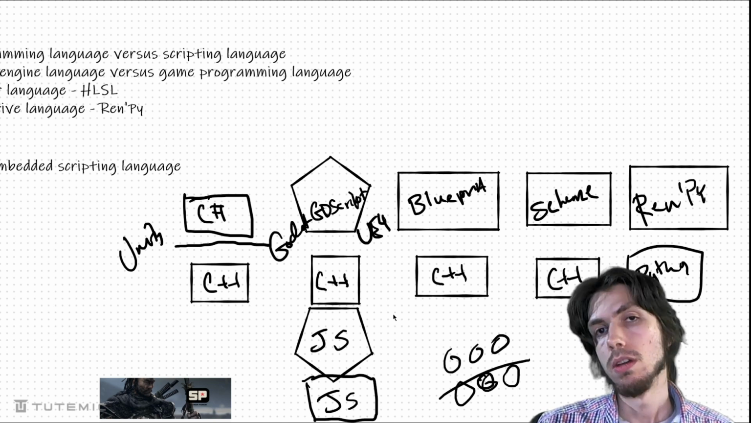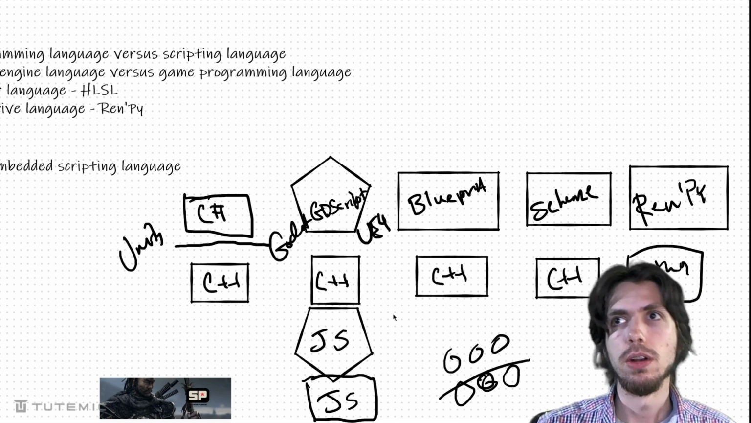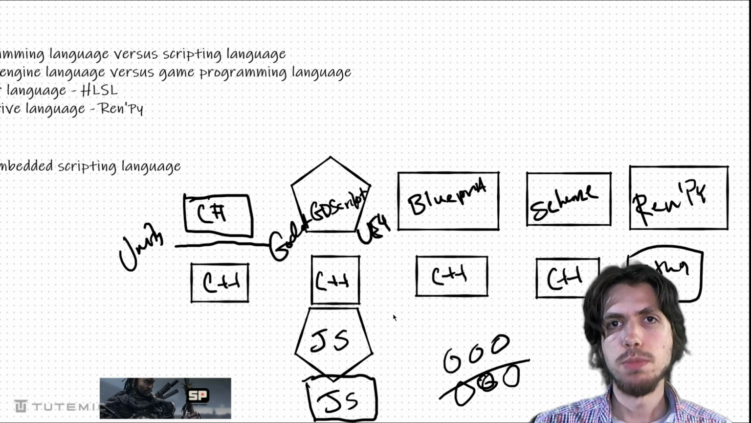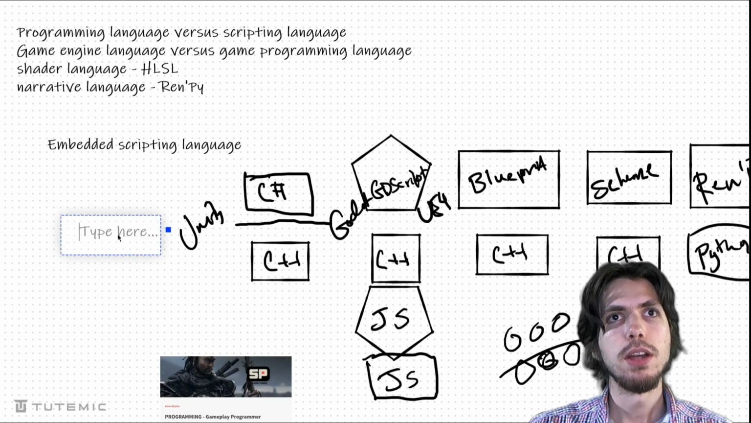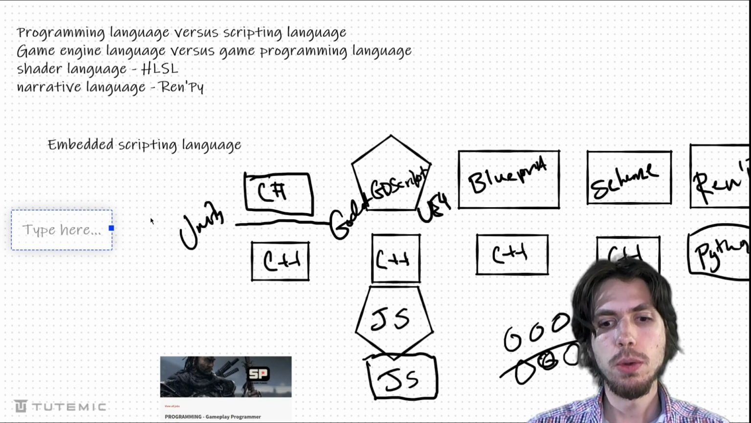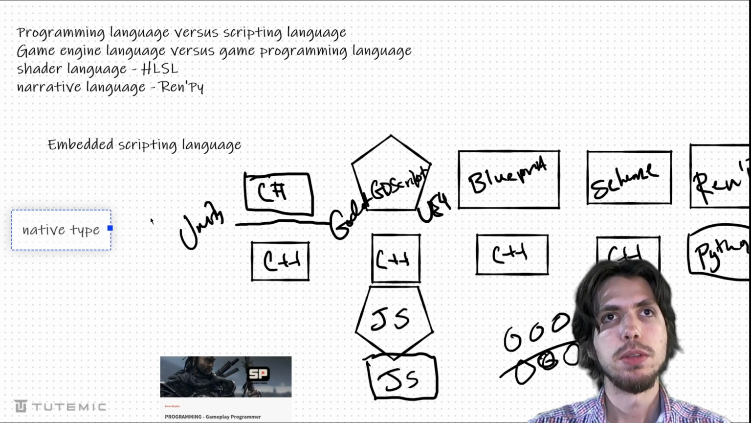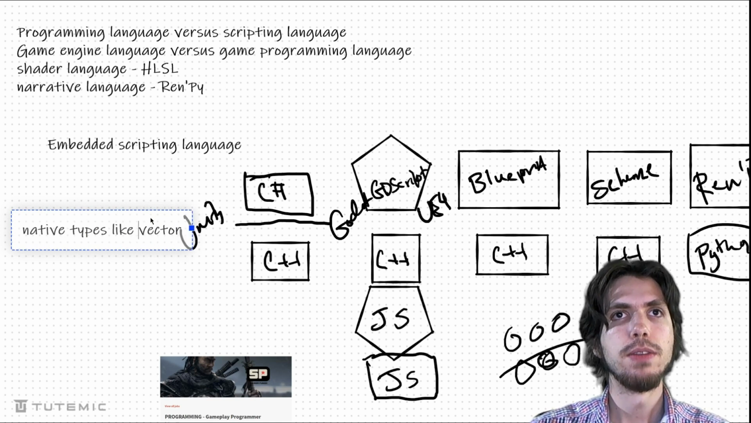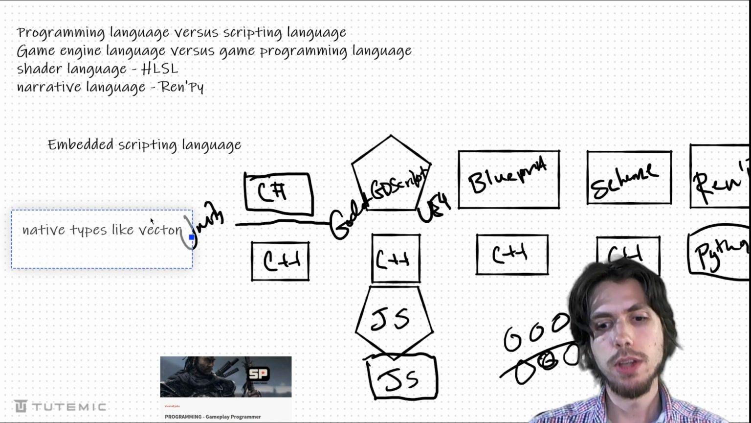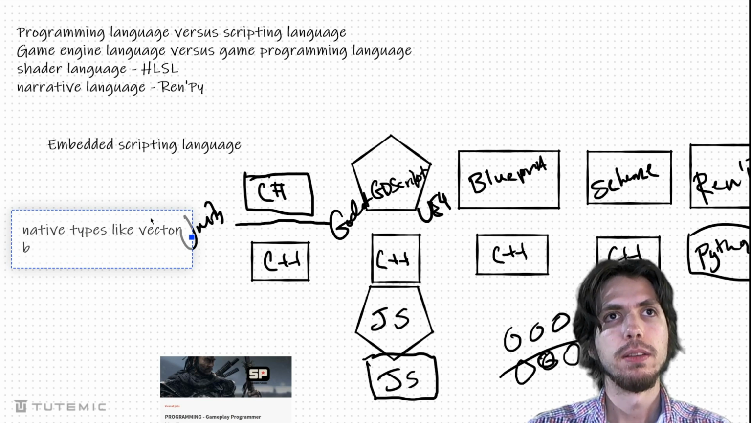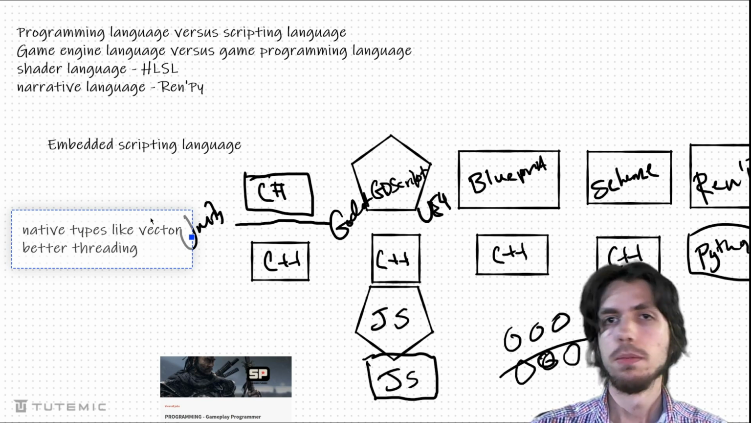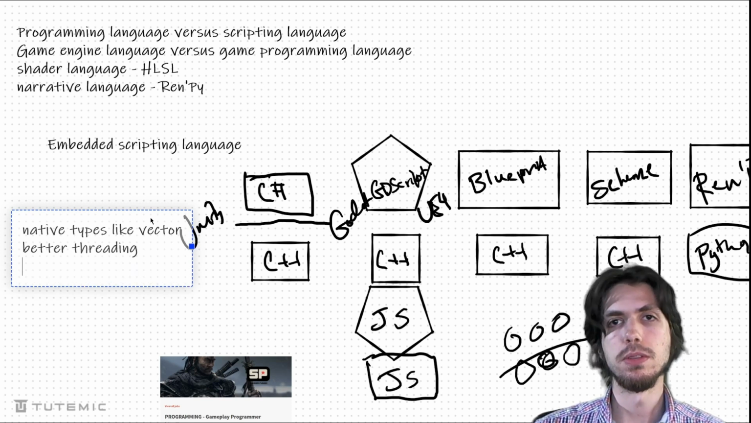So it's powerful, and that includes all the other types that are specific to game development outside of just vector, right? And also GDScript offers much better threading support. Maybe I should be writing this down. I'm gonna write it down, guys. Okay, right, so why would GDScript be used? Native types like vector, right? What else do we got? We got better threading support. Python's threading support is pretty thin, not so good for the purposes of game development.